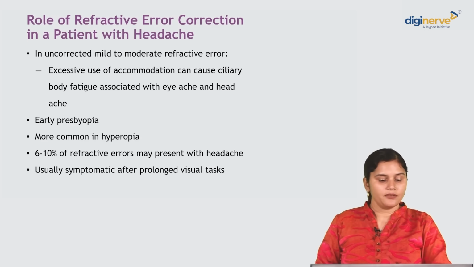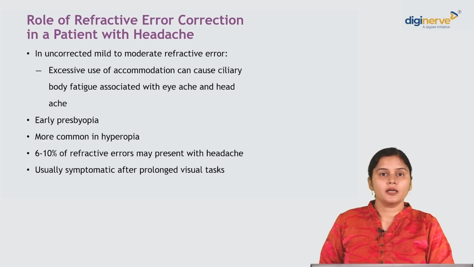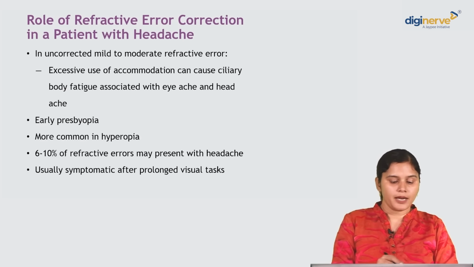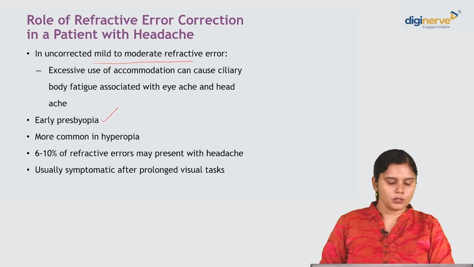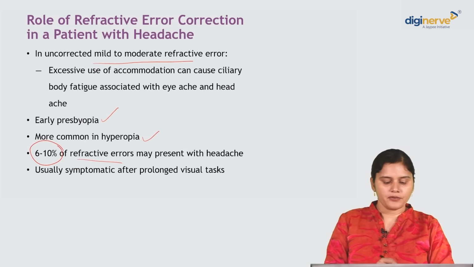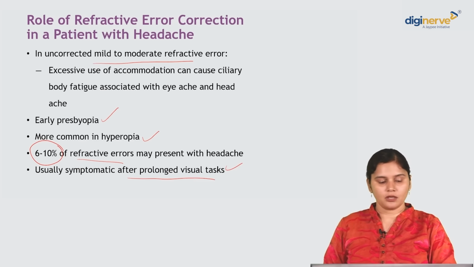So, now coming to the role of refractive error correction in a person with headache. When does a person who has come to you with headache need to be corrected for refractive error? If there is mild to moderate refractive error, that can lead to headache in a person. In early presbyopia also headache can happen and it is usually more common in hyperopia. 6 to 10% of people with refractive error may present with headache. It is symptomatic when they have prolonged visual tasks.